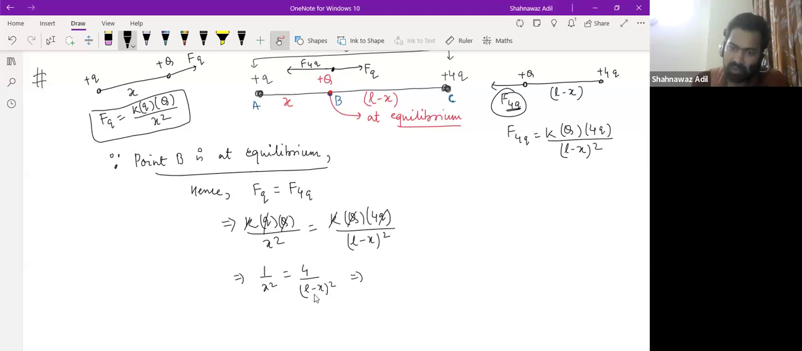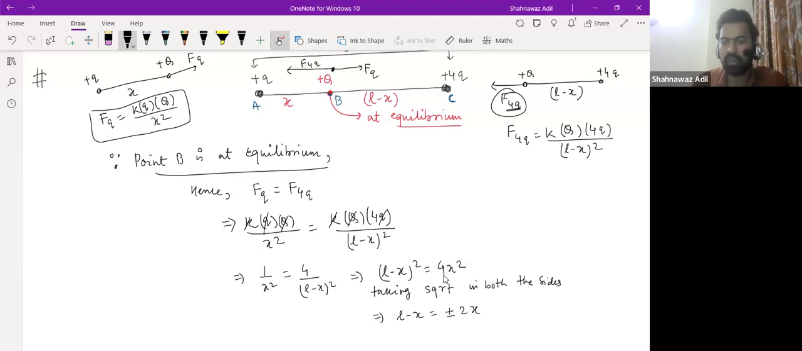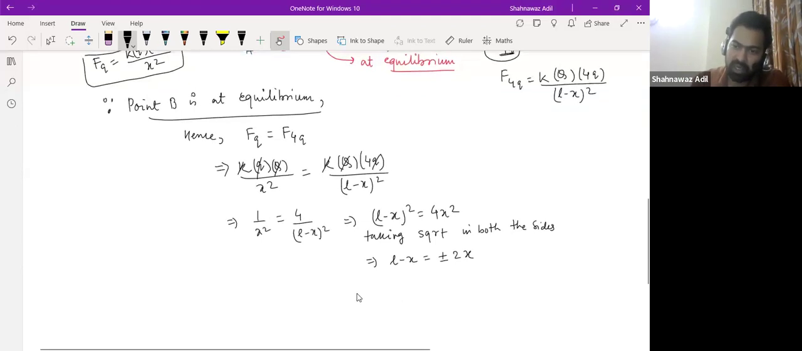So what we will do is take this thing on the left hand side and this thing in the cross multiplication. And we will take square root on both sides. So what do we have? We have L minus X equals plus minus 2x, right? Because root of 4x square is plus minus 2x. So first we will take the negative value.